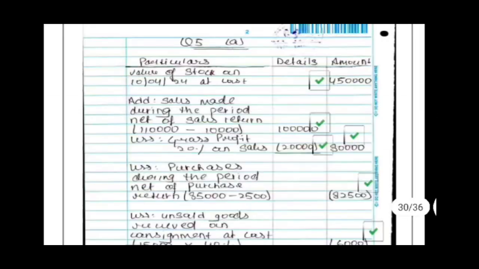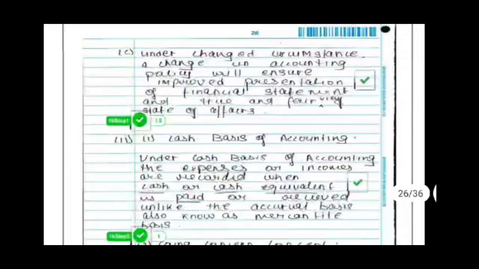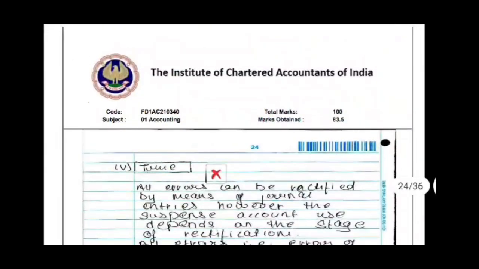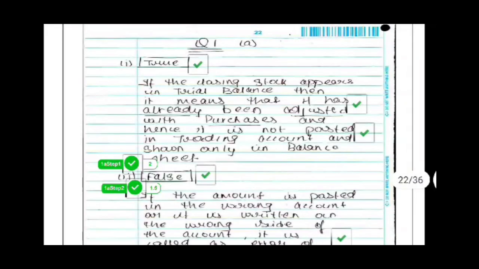For the first question itself, they ask a theory question, in which they ask true and false, with 4 marks theory question and 4 marks practical question. As you all can see, in the true or false in the first question itself, I've highlighted the key points. For example, the question was: if the purchases appear in the trial balance, then only one effect is required. So the answer is true, and I gave the reason, about a half-page reason.